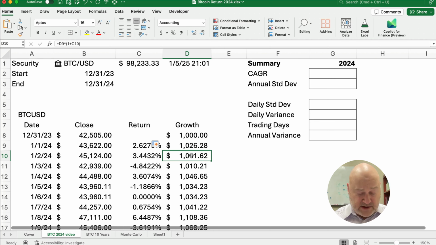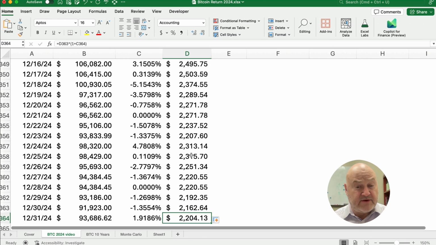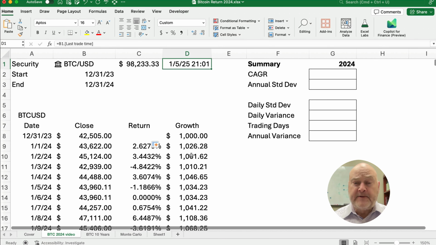356 times or whatever the number is. So that 1,000 would grow to 2,204. All right, so that's more than doubled. So that means our return is more than 100% for just 1 year, which is fantastic. All right, so let's do this. Let's do the risk first, and then we'll work our way back up.